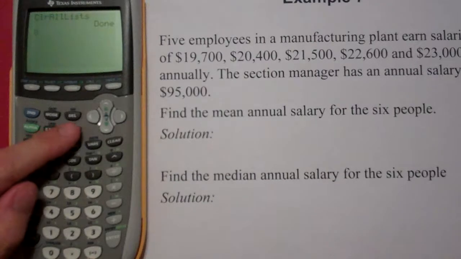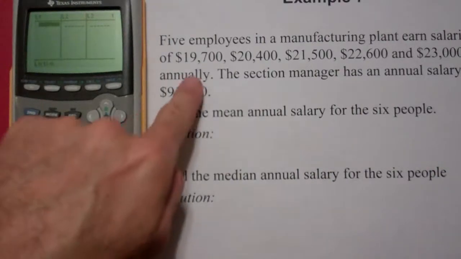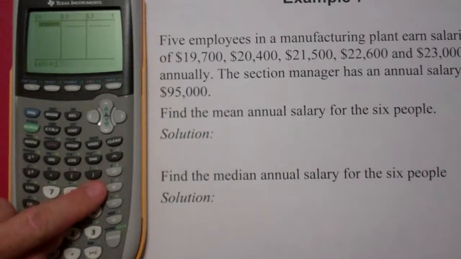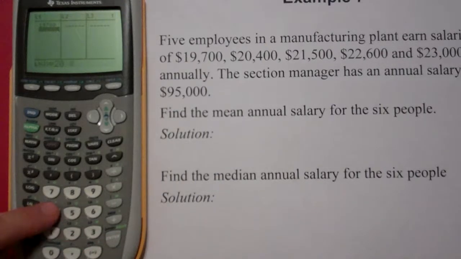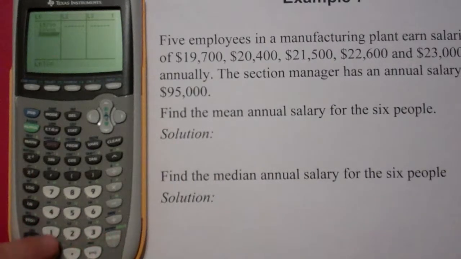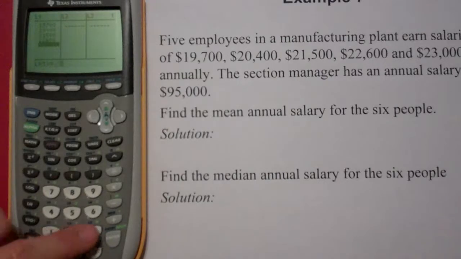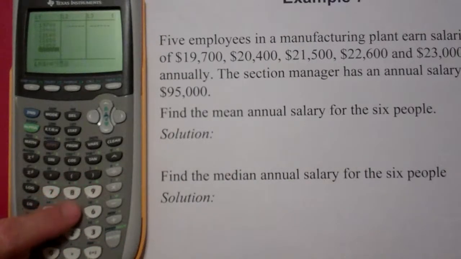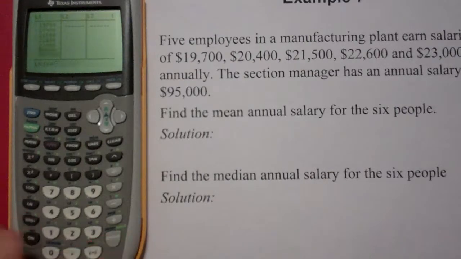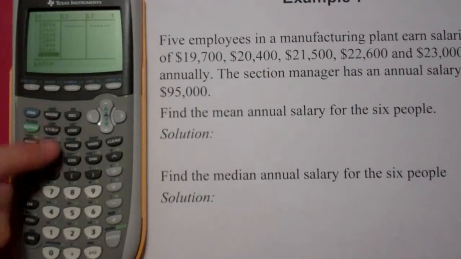And now I'm going to go into stat, and I'm going to hit enter again just to go into the first list. I'm going to enter in each of these salaries: 19,700, enter, 2,400, enter, 21,500, enter, 22,600, enter, 23,000, enter, and 95,123,000, enter. And so those are all of these salaries in there.